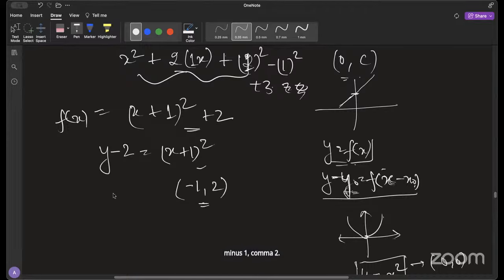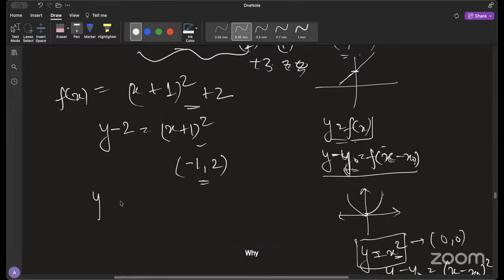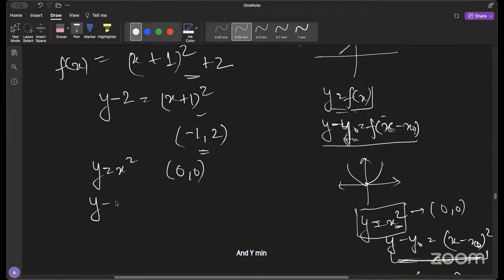How do you decide this? Because y equals x square has its vertex at 0, 0. And y minus a equals x minus b whole square. You should take b here and a here.